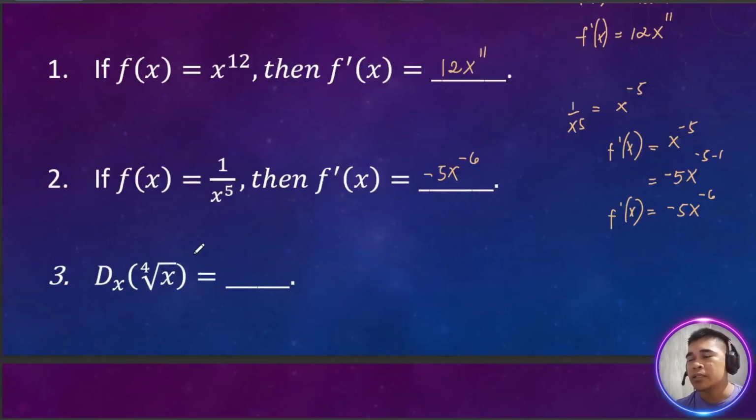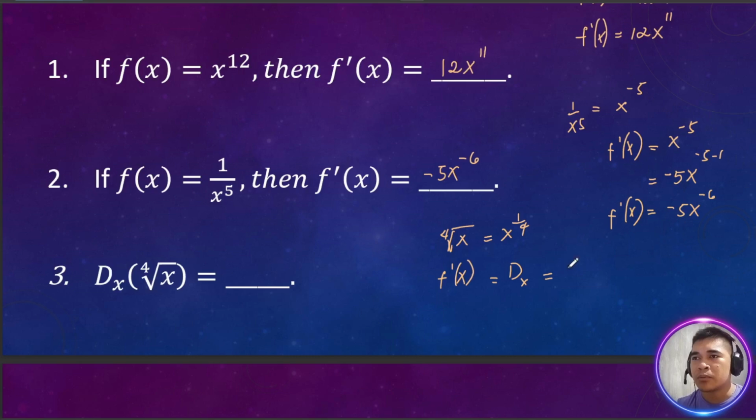Then next, derivative of the fourth root of x. The fourth root of x can be rewritten as x to the power of 1/4. So the derivative of x, or simply dx, is equal to the derivative of x to the power of 1/4.